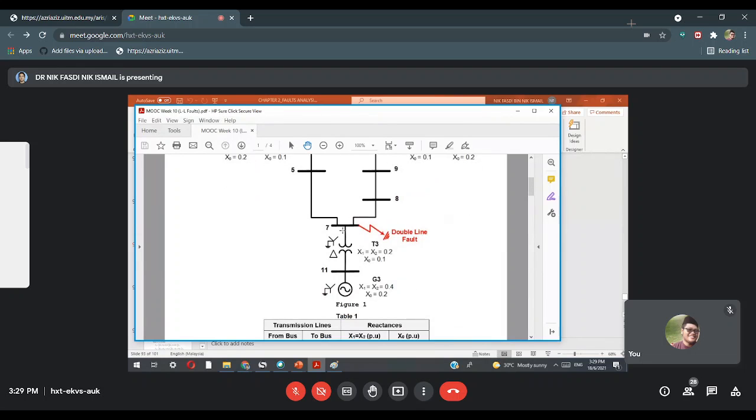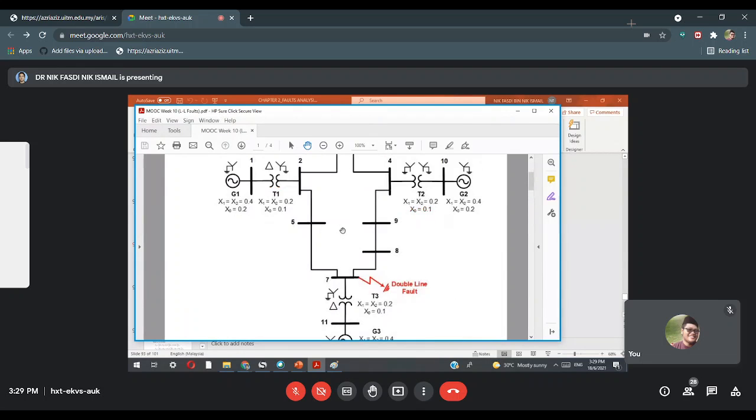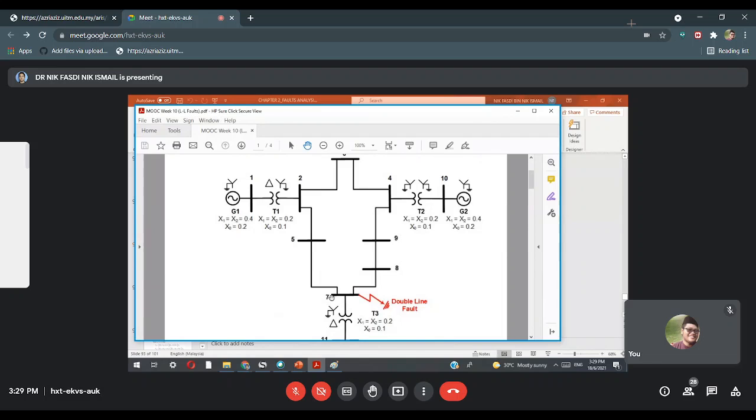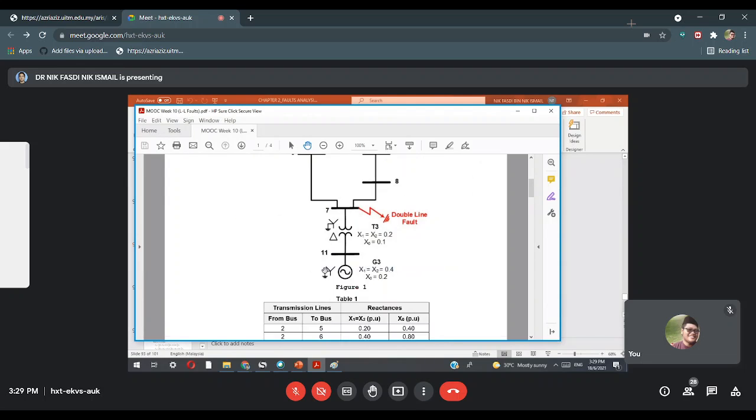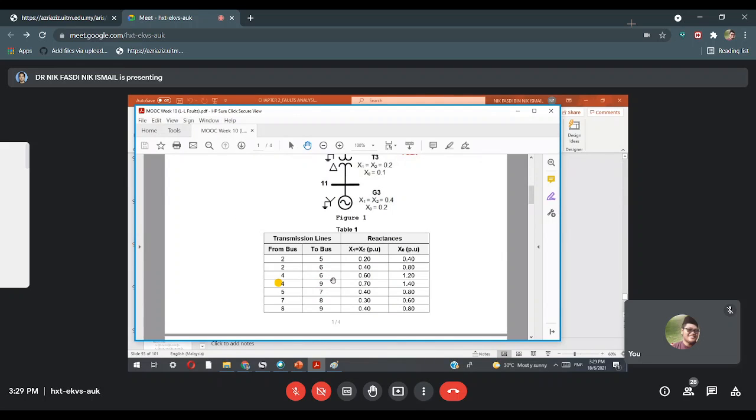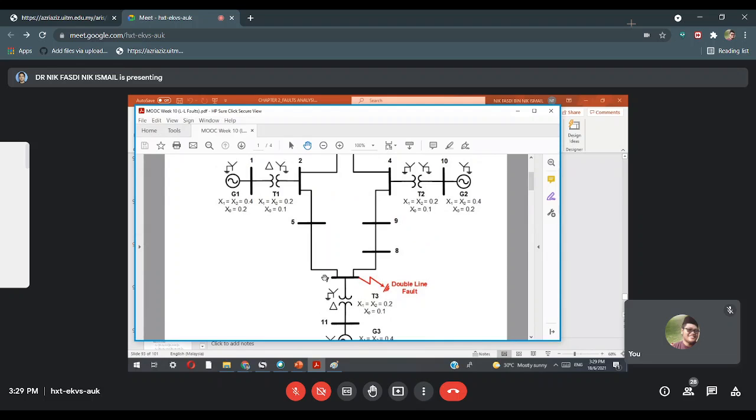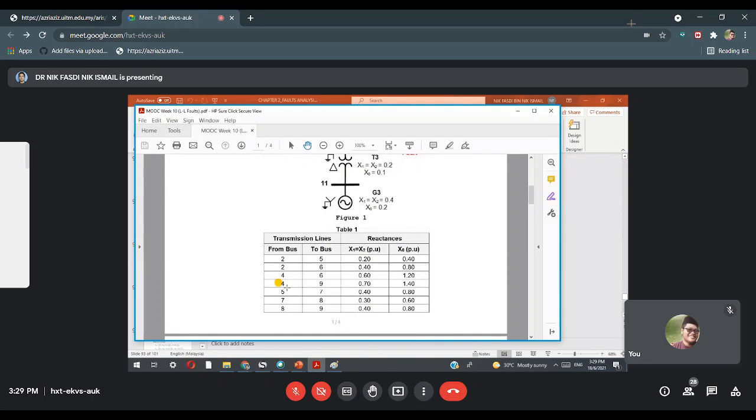So the second one, I think it takes this example. So it is between bus 7, bus 5, bus 5, bus 2. So here there is a line, and here there is an impedance. This is a transmission line, it has an impedance. So you can obtain the impedance from this Table 1. For example, 7 to 5, this one 7 to 5.